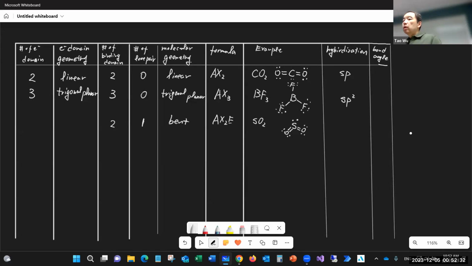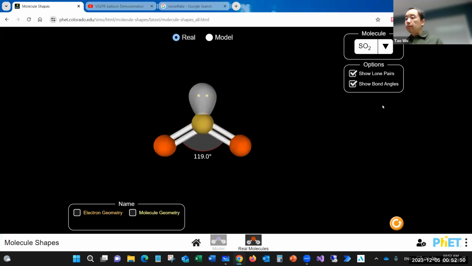It's a bond angle. So for the linear structure, the bond angle is 180, right? For the trigonal planar, then that's 120. That makes sense, right? Because there's a plane that is divided by 3, so each of the bond angles is 120.